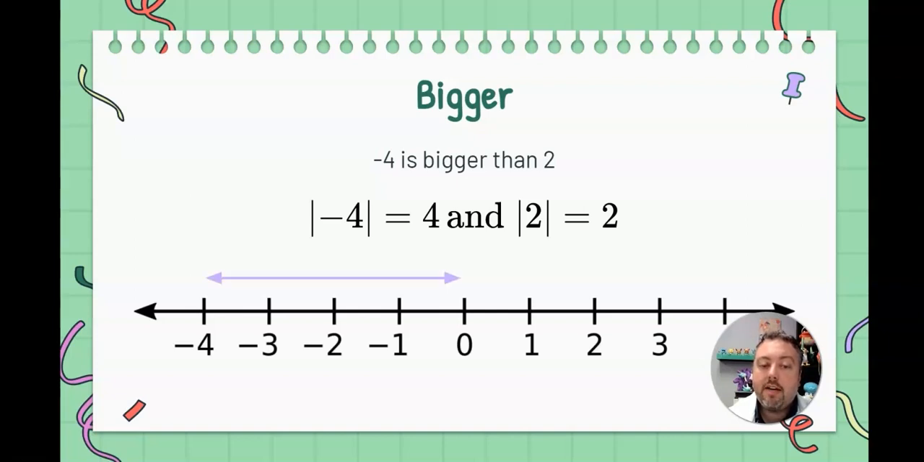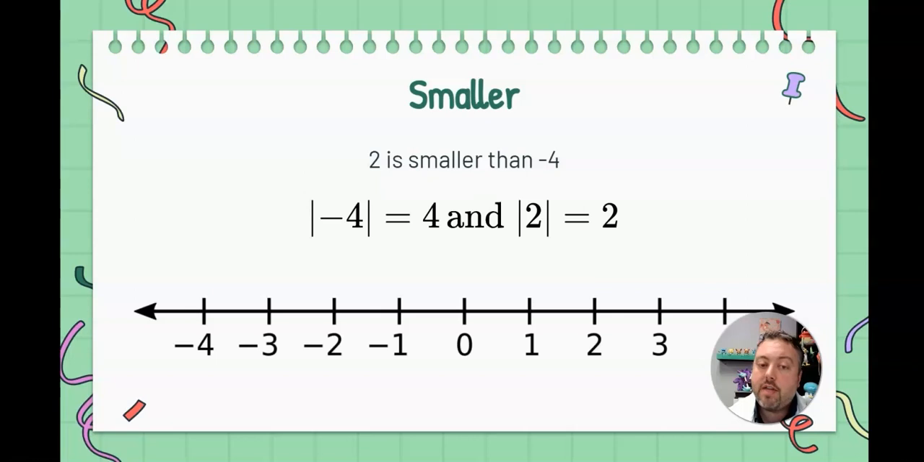When we look at -4, it is 4 units from 0. Or in other words, its absolute value is 4. And 2 is 2 units away from 0. Its absolute value is 2. Since -4 is a bigger absolute value, or farther away from 0, -4 is the bigger number.